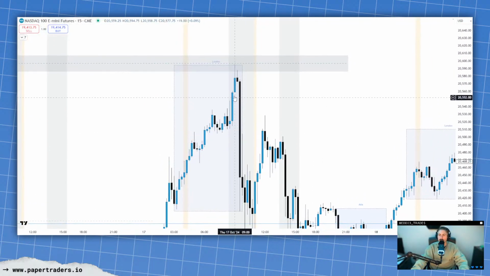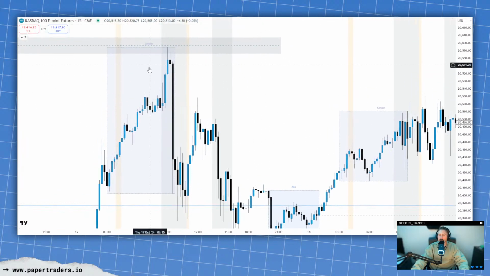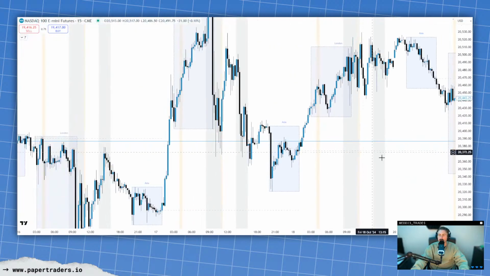All right, this could be an order block right here. Don't come back into it, but we continue down. I'm sure on the 5-minute it's a little easier to identify those.